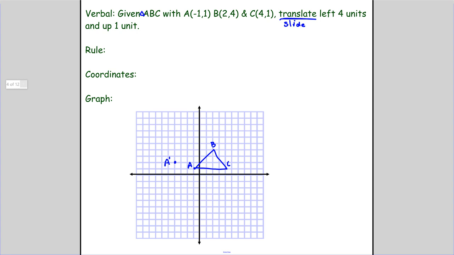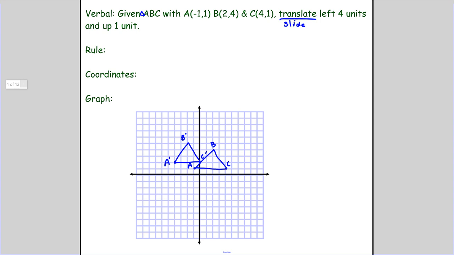Now do the same thing with B and C. So I'm going to move left 4 and up 1. So all of them go left 4 units and up 1. Exactly. All the dots go left 4. Did I go left 4? 1, 2, 3, 4. Yeah. All the dots go left 4 and up 1. So see how it looks like I just shifted the whole thing left 4 and up 1? I know my shape doesn't look exactly the same, but maybe it's my drawing.